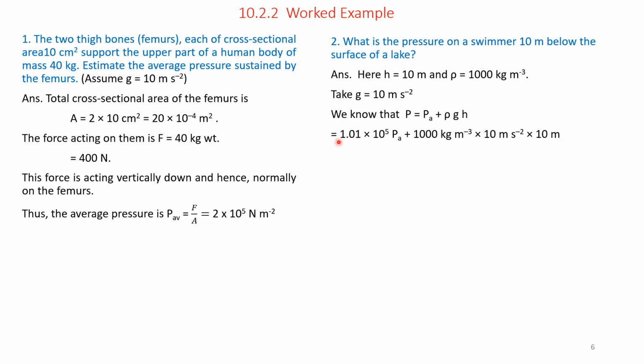The atmospheric pressure is the first term on the right hand side, the value of rho is 1000 kg per meter cube, and the height is 10 meters. Simplifying, we get the value of pressure P as 2.01 × 10^5 pascals. Please work out all the calculation in detail yourself.